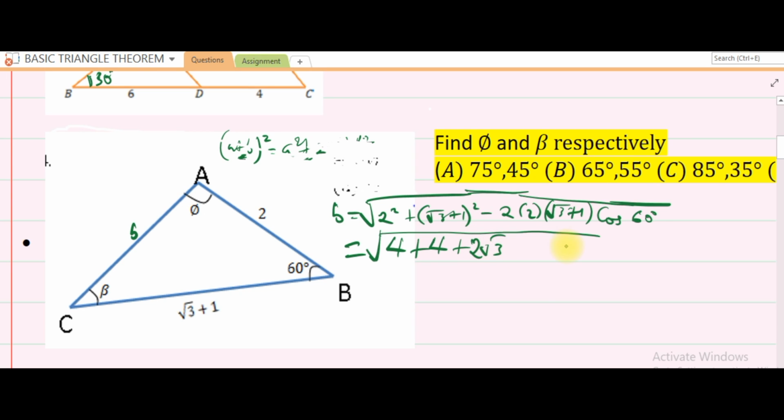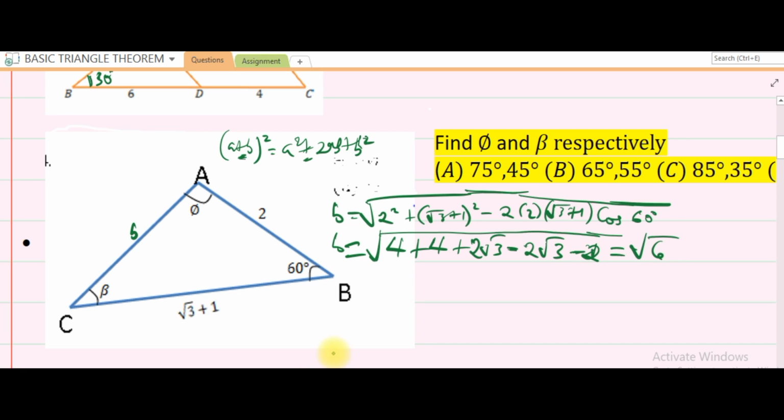So why here? Cos 60 is 1 half. So 2 times a half, we are left with minus 2√3. Finally, minus 1. Minus 2 times, minus 2. This should be minus 2. So 4, this is gone. 4 plus 4 is 8. 8 minus 2 is 6. So B is root 6.